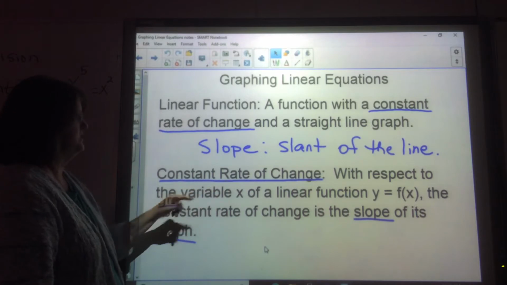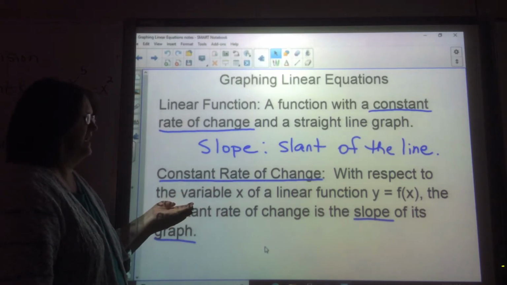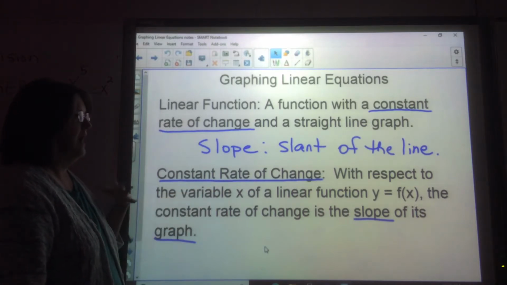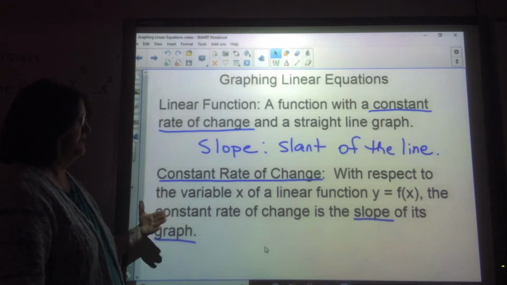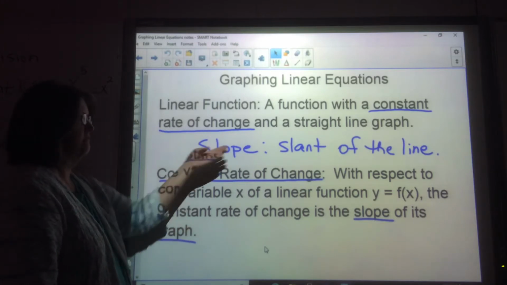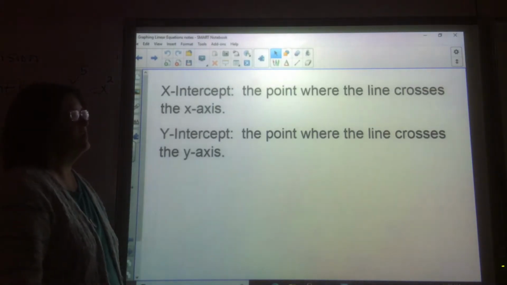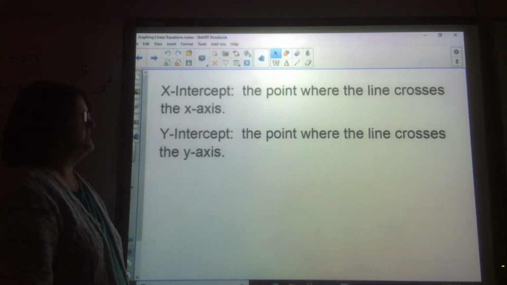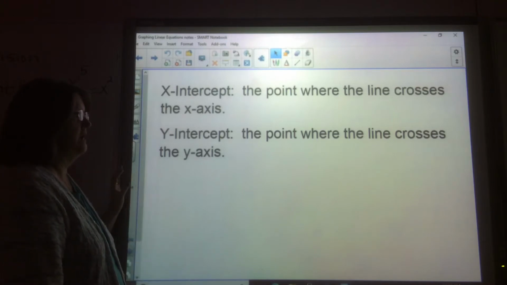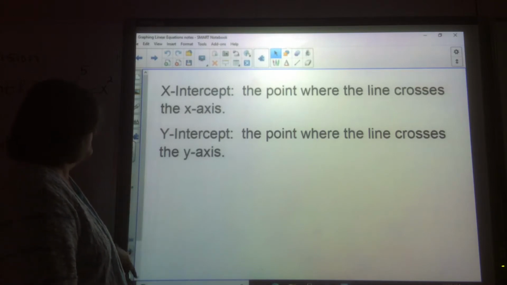Constant rate of change is with respect to the variable x of a linear function. y equals f of x. The constant rate of change is the slope of its graph. The x-intercept is going to be the point where the graph crosses the x-axis, and the y-intercept is going to be the point where the line crosses the y-axis.